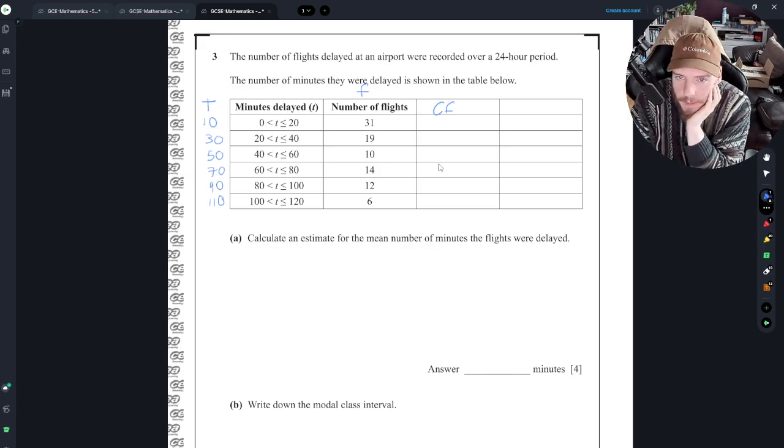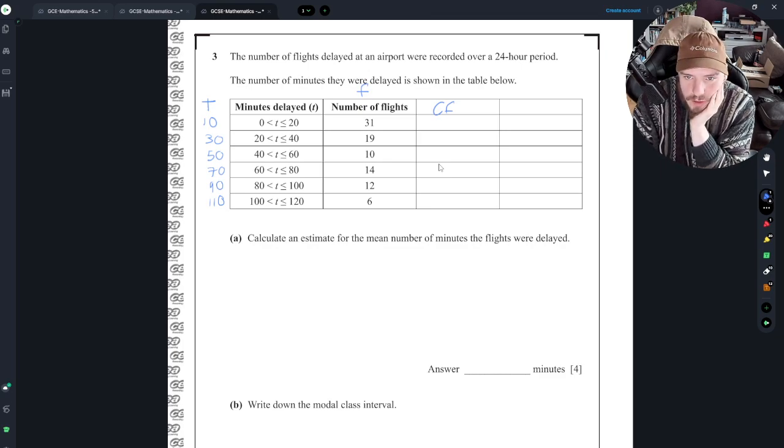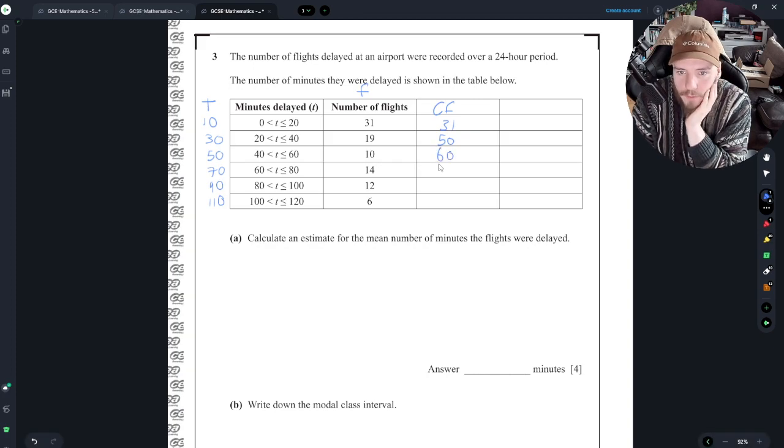So let's populate our cumulative frequency column. Cumulative frequency always starts off with our first value of the frequency table, and then we just add the values as we go along. So 31 plus 19 will give us 50. 10 plus 50 will give us 60. 14 plus 60 will give us 74. 12 plus 74 will give us 86. And 6 plus 86 will give us 92.